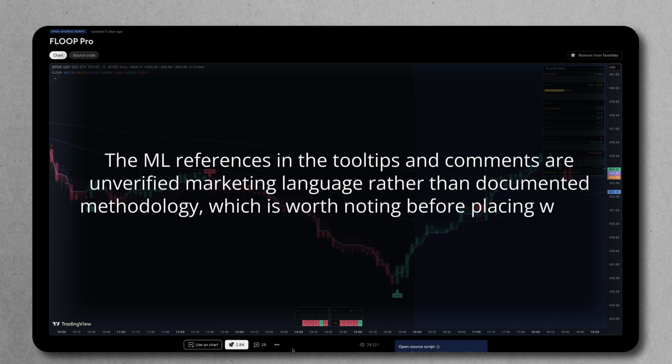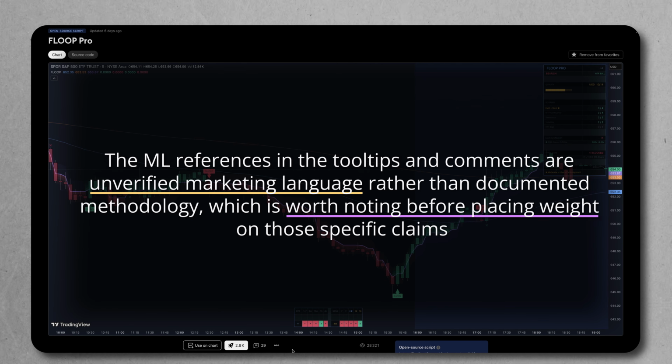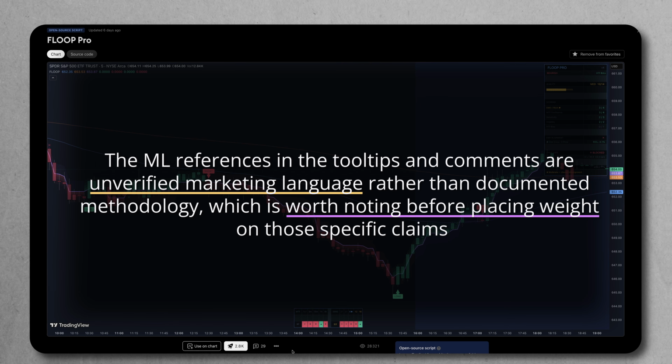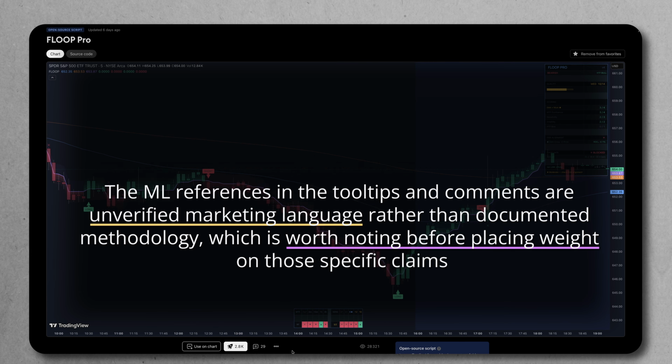The ML references in the tooltips and comments are unverified marketing language rather than documented methodology, which is worth noting before placing weight on those specific claims.